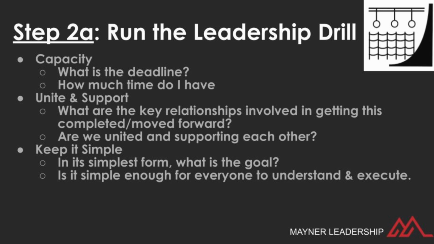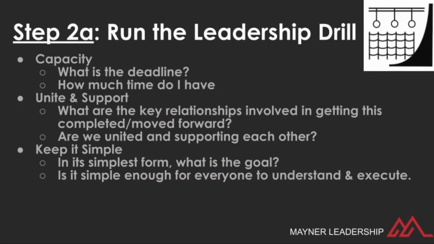So rule number one, law number one of leadership, the way that we teach it, is unite and support. So what are the key relationships involved in getting this problem solved? So who do we need to connect with, collaborate with, facilitate with in order to solve this problem? So do I need to pull in my leadership team? Do I need to check with Bob in accounting? Do I need to get with Susie in HR? What is it and who is it that I need to connect with, that we need to unite, so that I can support them and they can support me so that we can solve this problem?